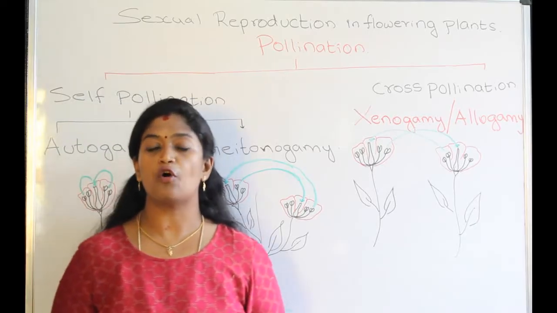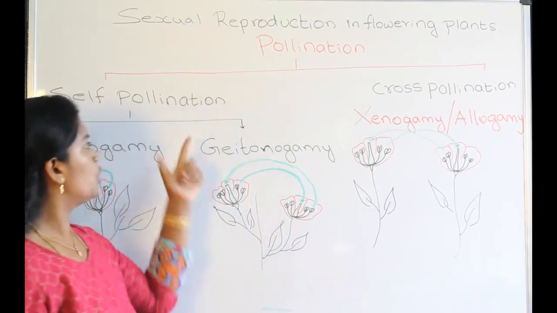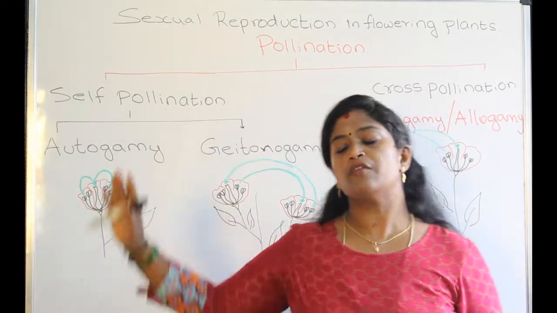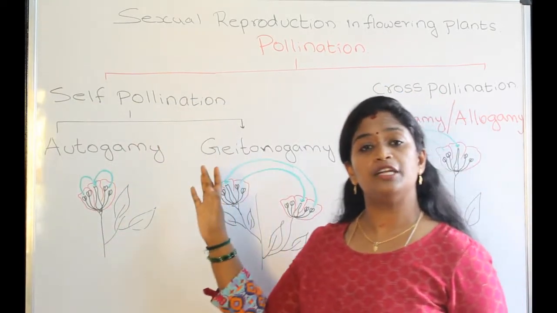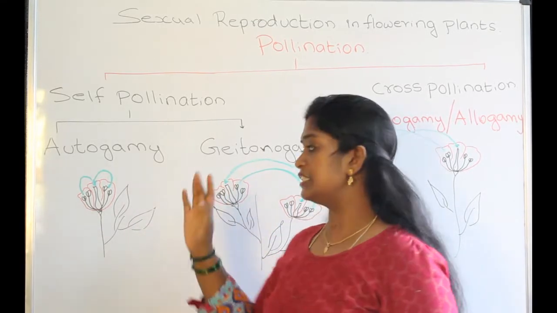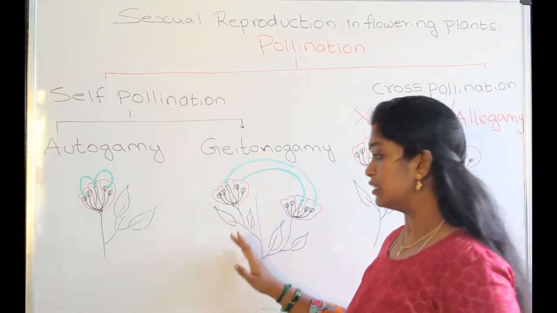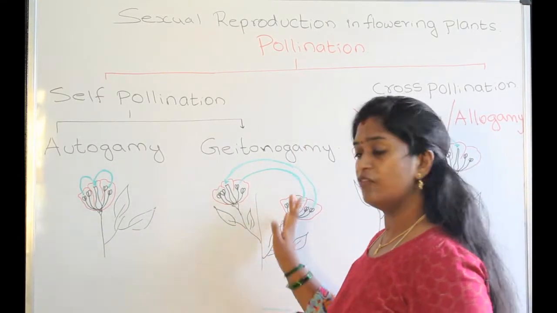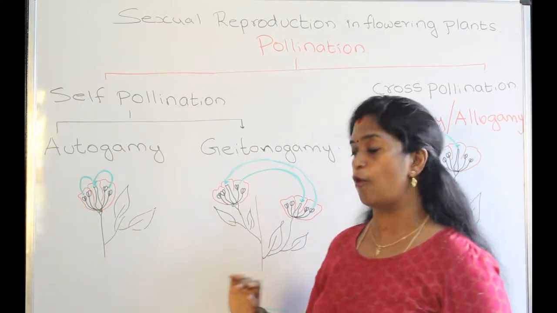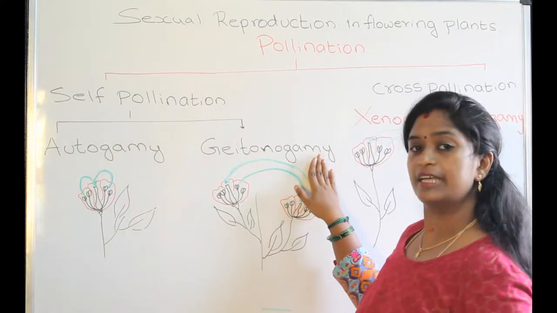Pollination is the transfer of the pollen grain from the anther to the stigma. There are two types of pollination. One is self-pollination, the other one is cross-pollination. Coming to self-pollination, it is the transfer of pollen grain from the anther to the stigma of the same flower, or the transfer of pollen grain from the anther to the stigma of a different flower but on the same plant. Based on this we have two types of self-pollination. One is called autogamy, the other one is called geitonogamy.